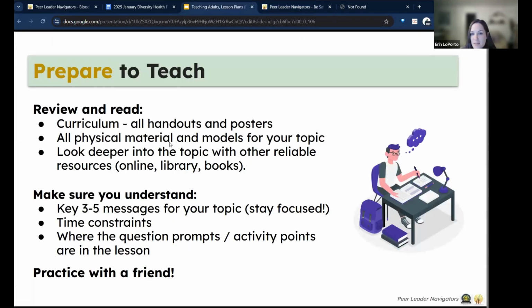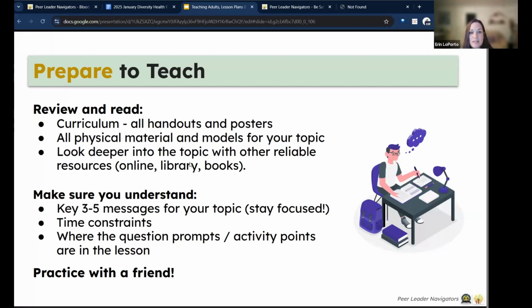And all physical material and models for your topic. This will depend on where you work. At Alaska Literacy Program, we have our own collection of physical materials and models. But if you're teaching this out of Delta Junction or another place, you will have your own material. So just know what that is, or if you still need to find some of your own, there are a lot of models available that work with these topics that we've chosen.